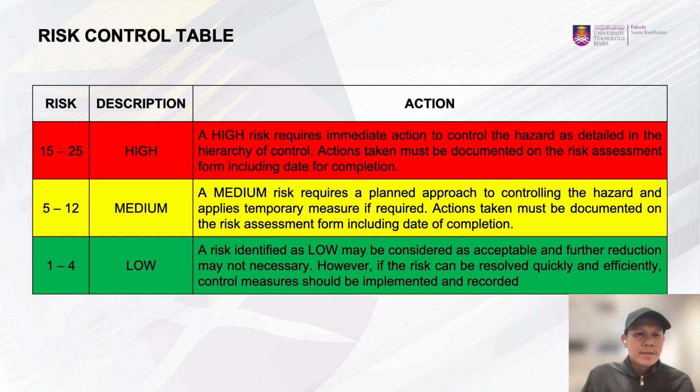The risk control table is divided into 3: high, medium, and low. High is 15 to 25, medium is 5 until 12, and low is 1 until 4.